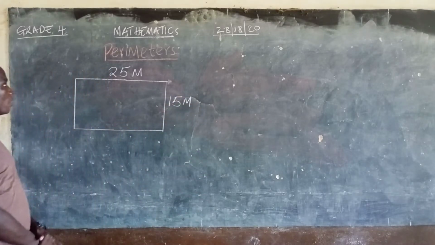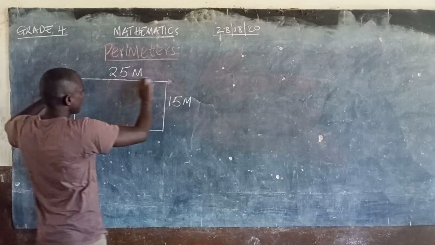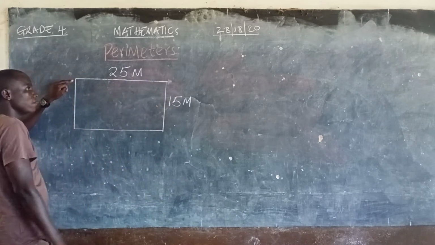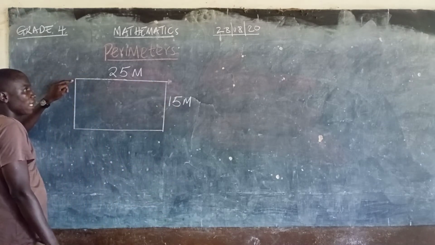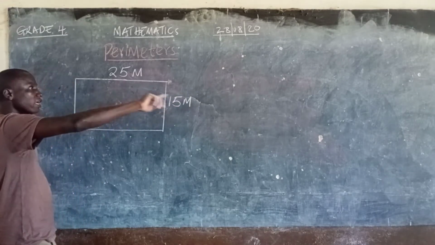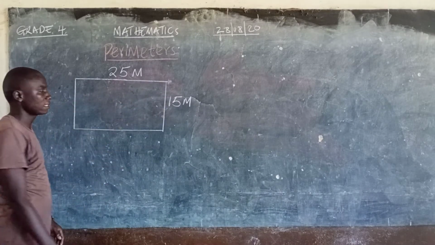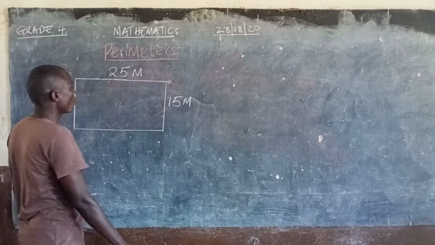The longest side, how do you get the longest side, class? In the previous example, the first example, I named the longest side as the length. The longest side of this figure can be slanting or horizontal. You just identify the longest side. Let it be the length, and then the shortest side will be the width.